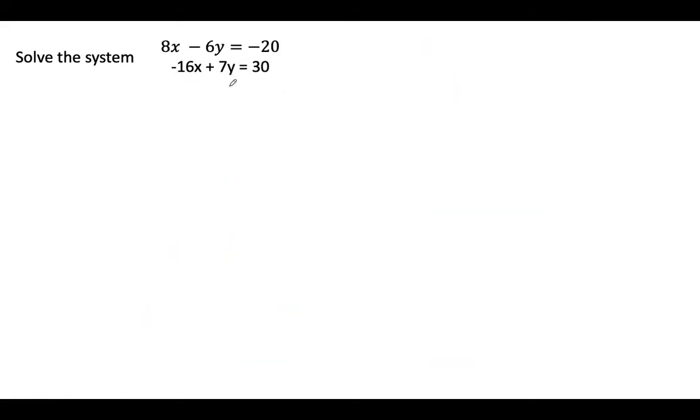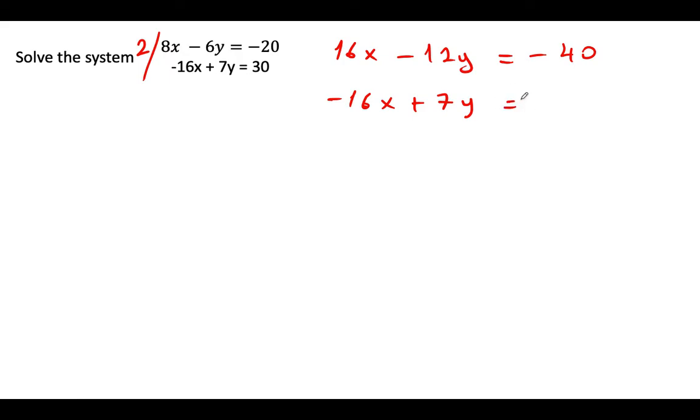Now in this question, I will use elimination, but how will I use it? This is 8x, this is negative 16x. If this is positive 16x and this is negative 16x, when I add them, it will be 0. For that reason, first of all, let me multiply the first row by 2. 2 times 8x, 16x. 2 times negative 6 will be negative 12y. 2 times negative 20, negative 40. And the second row, negative 16x plus 7y is 30.